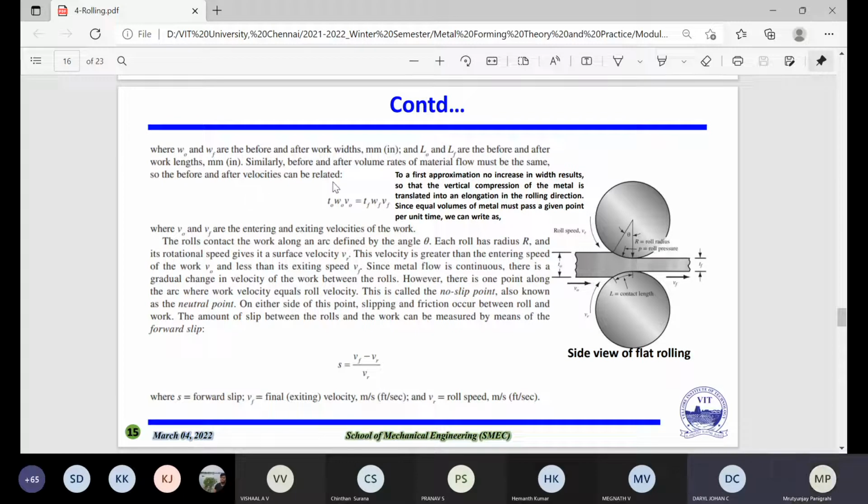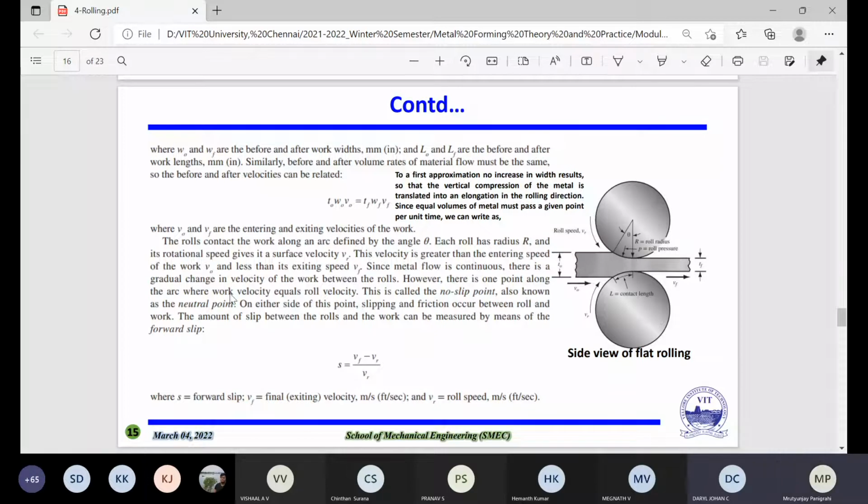So the before and after velocities can be related as T0, W0, and V0, where V0 is the initial velocity of the workpiece, equal to TF, WF, and VF. And VF is known as the velocity of the work after the rolling, right? And here I have mentioned why we are talking about T0, W0, V0 equal to TF, WF into VF, where V0 and VF are the entering and exiting velocity of the work. Okay, so that means this is only the velocity of the workpiece. This is not the velocity of the roll or the rolling mill. Fine, is it clear?